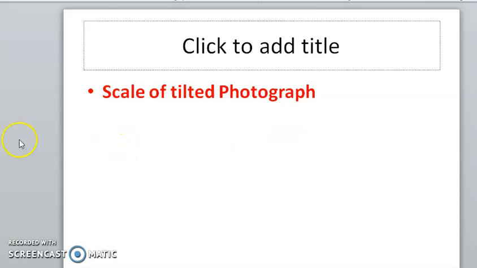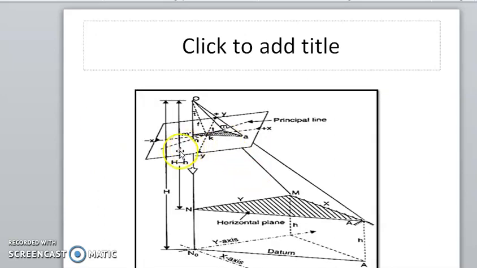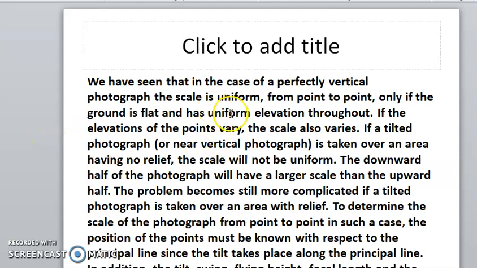Now for the tilted scale, you can see the photograph is tilted. There is the principal line and the tilted datum horizontal plane. The photograph is tilted. This is the big height H. H minus h is the small height. This is the datum, the axis, everything we can see here.